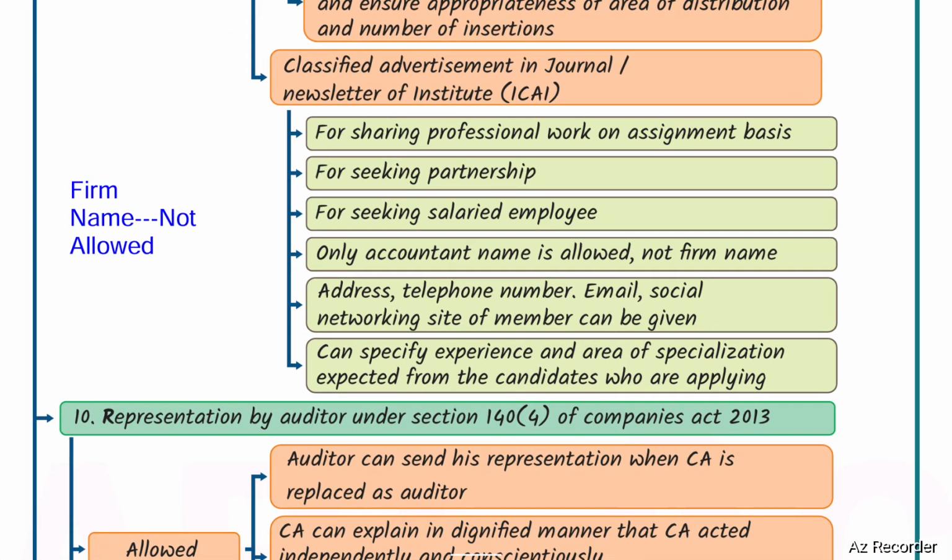Only the accountant's name is allowed, not the firm name. Address, telephone number, email, and social network site of the member can be given, and the advertiser can specify experience and area of specialization expected from candidates who are applying.